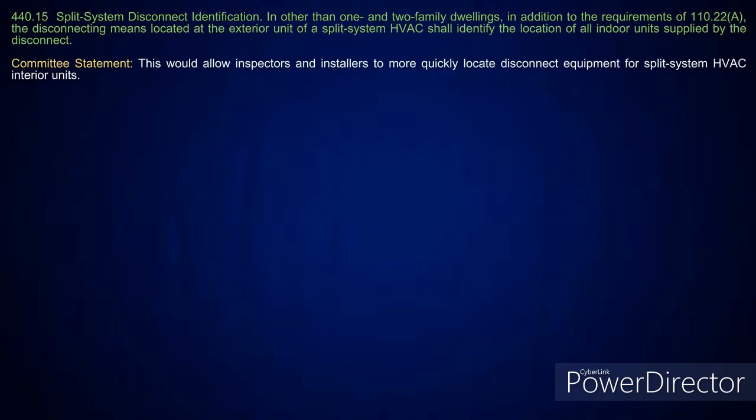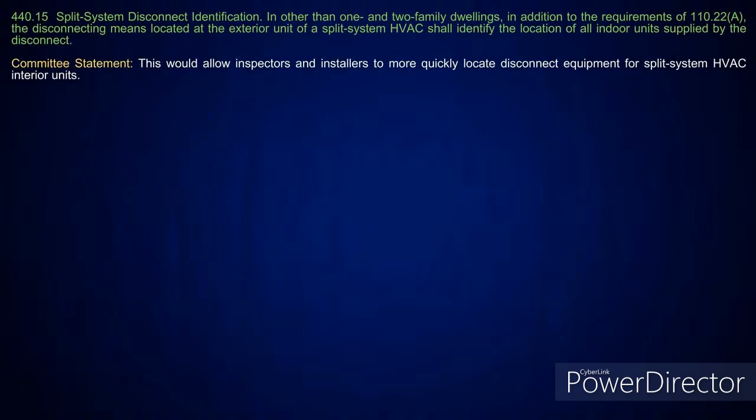All right. Nice. Now, this one here is where you're dealing with your HVAC systems. And this is another one and two family installations. They're telling you here, in addition to the requirements of 110.22(A), the disconnecting means located at the exterior unit of a split system HVAC shall identify the location of all indoor units supplied by the disconnect. The reason they want this identification is if you're an installer, an inspector, or even maintaining the system, this helps you quickly locate the disconnect equipment for that split system HVAC unit.